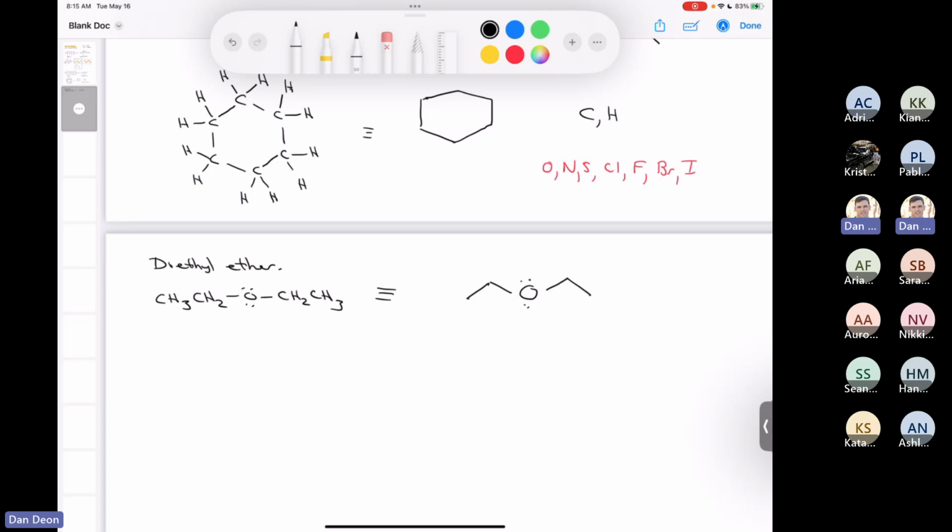So if you're wondering what's a heteroatom, these are heteroatoms. Anything that's not a carbon or a hydrogen, we call that a heteroatom. So we don't leave those out. Let's try one more, and then we'll go back into chapter 1.